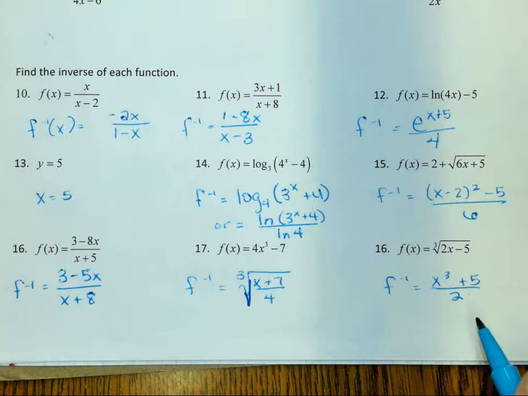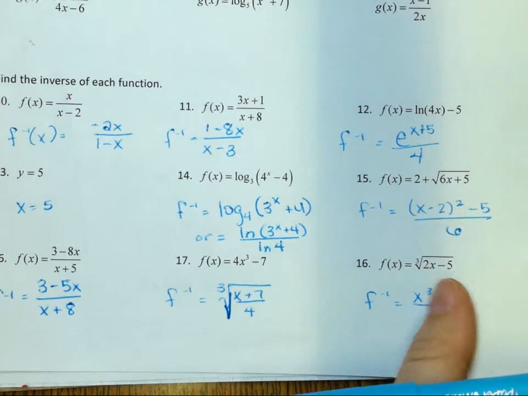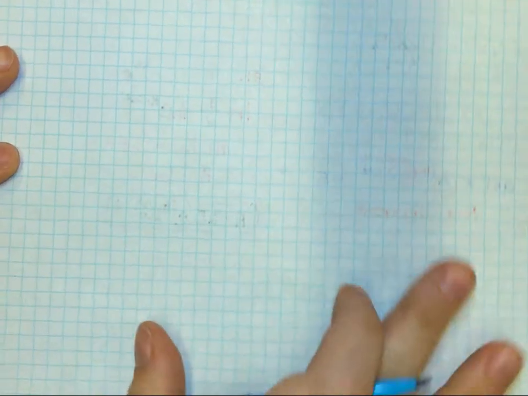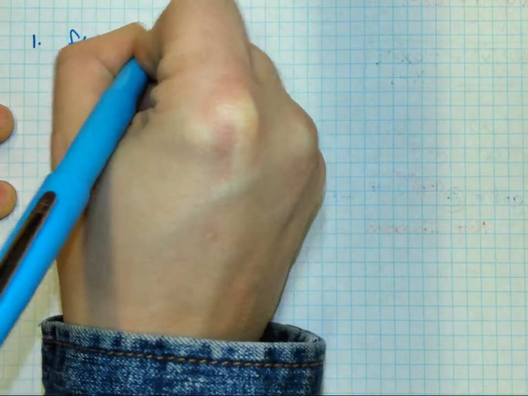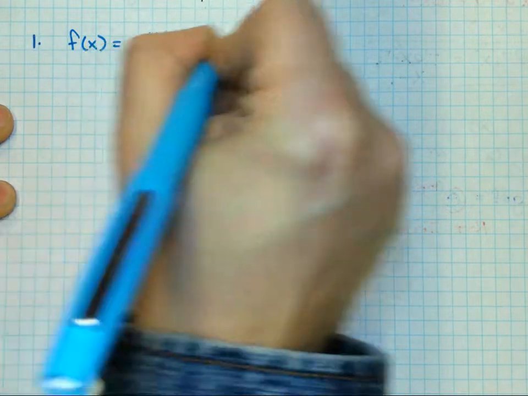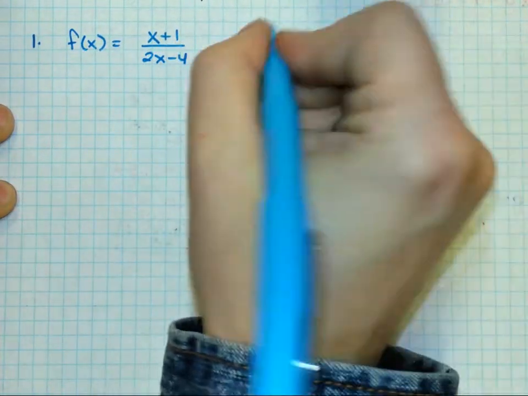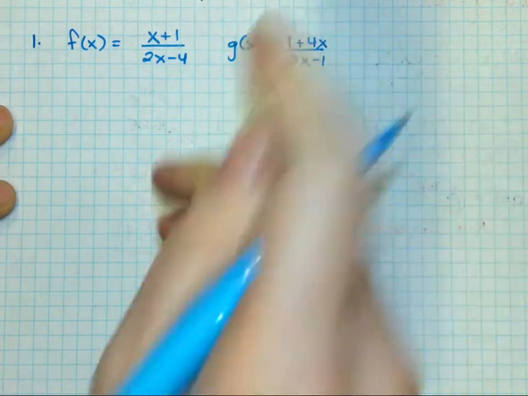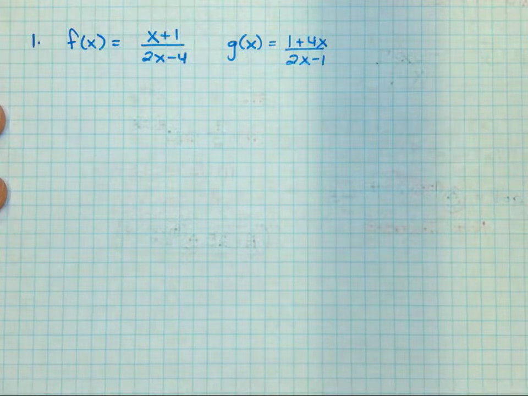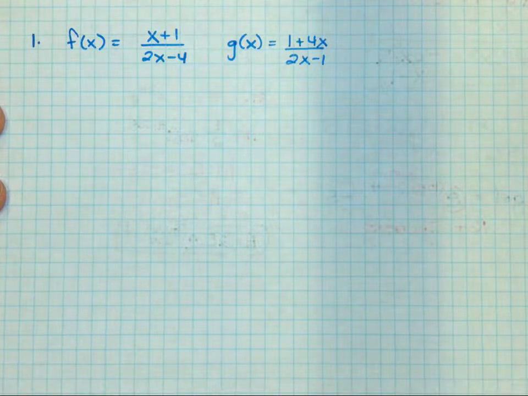I had one question for number 1. Okay. So now I'm going to go through your questions. The first question was on number 1. Number 1 said, f of x was x plus 1 over 2x minus 4. G of x was 1 plus 4x over 2x minus 1. So, Jordan, this was your question. Which way do you want to go first, f of g or g of f?